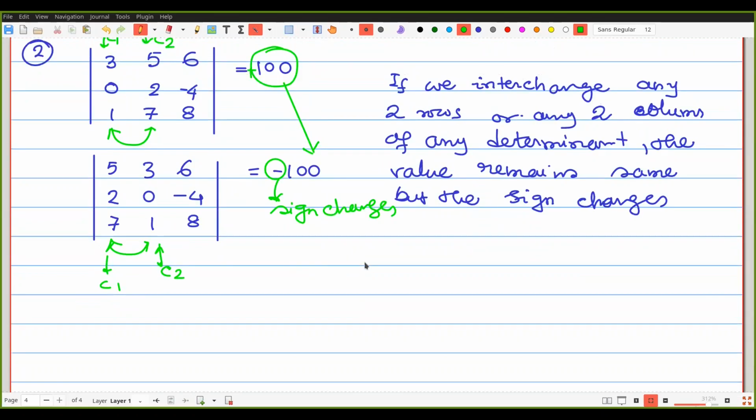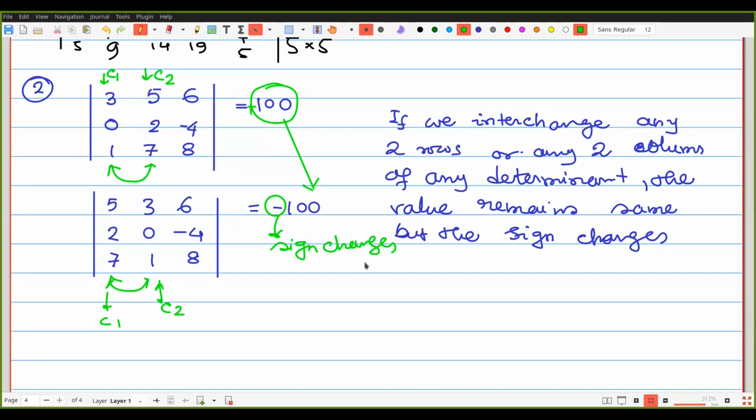Okay, suppose once again, that was according to column. Suppose according to row. So from here, suppose 1, 7, 8, then 0, 2, minus 4, 3, 5, 6. What is the value?